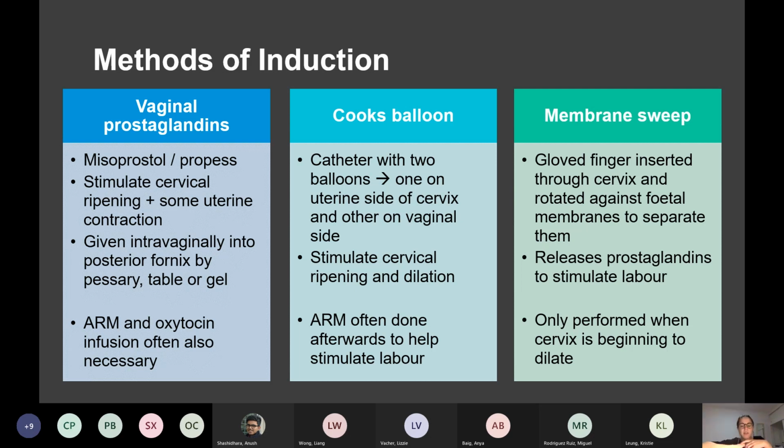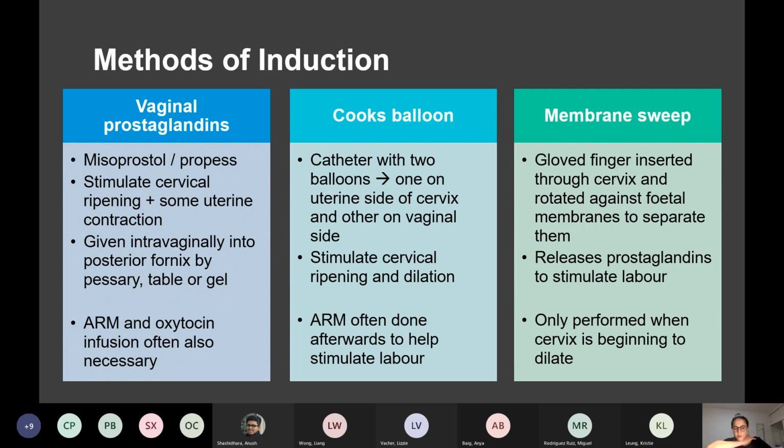They can be given intravaginally into the posterior fornix by either a pessary, which is one dose over 24 hours. So you put the pessary in and then take it out 24 hours later. For example, a woman can have it put in, you send her home and then bring her back the next day to take it out. Or there's a gel or a tablet which you put in as a dose, and then you can do a second dose 6 hours later and then a third dose 6 hours later, but you hope after the first dose things will start moving.